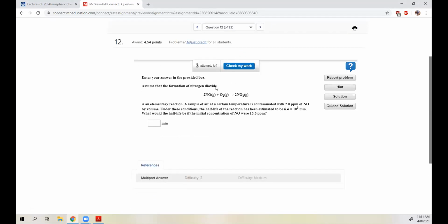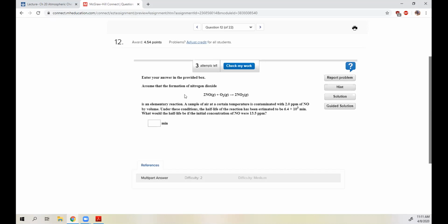The next one that we're going to look at is question number 12. Now, this one's a little bit tricky because it has us going back to something we haven't talked about for quite a while, which is our half-life reactions. So you want to look at your kinetics. And if you go back to your kinetics part, we should have a half-life for our different order reactions. So it tells us that we should assume that this is an elementary reaction.